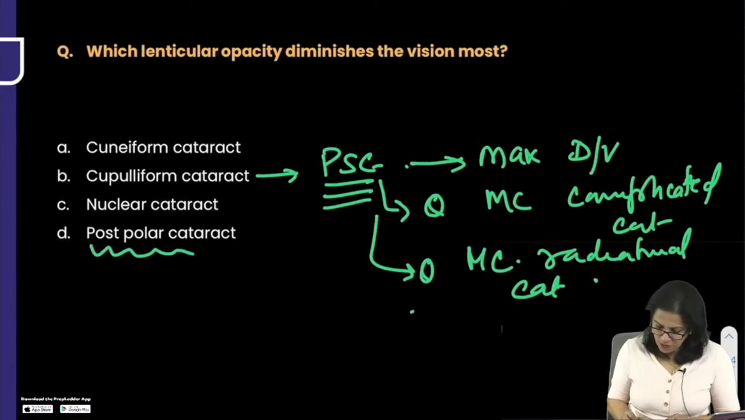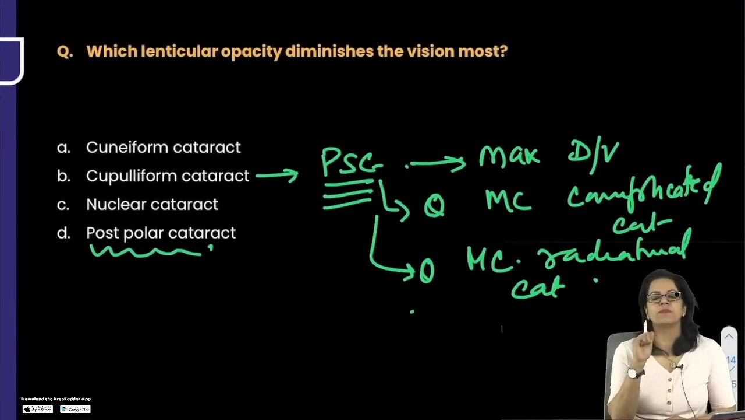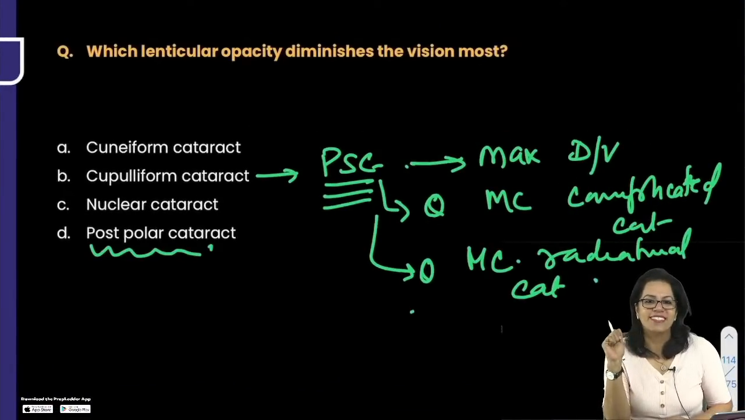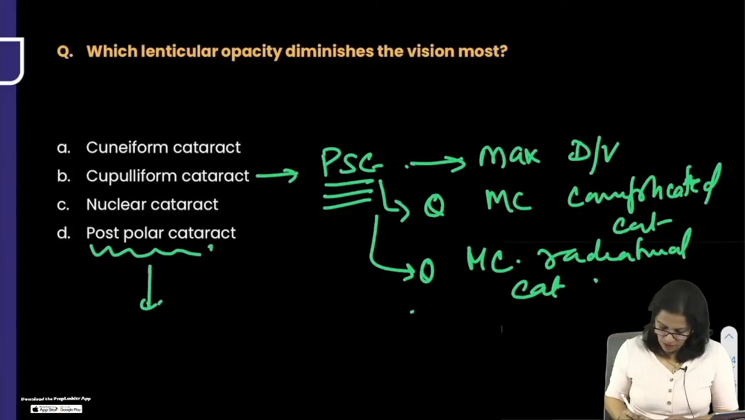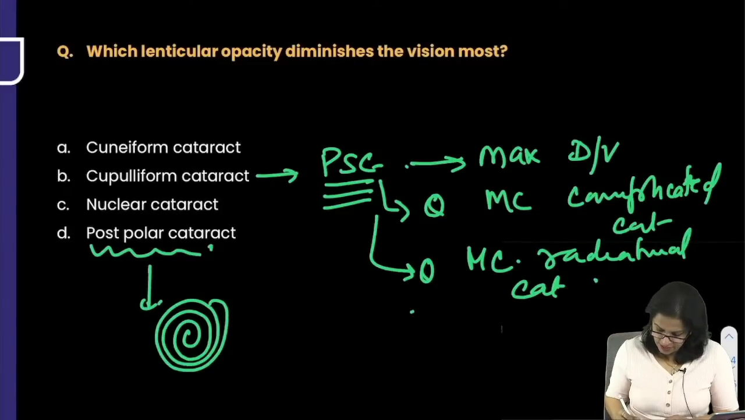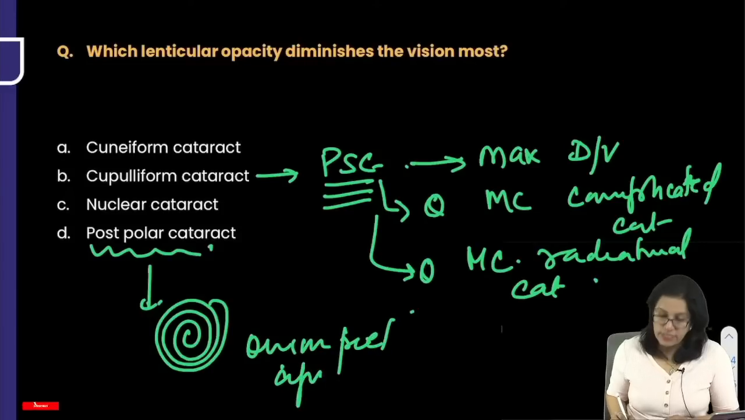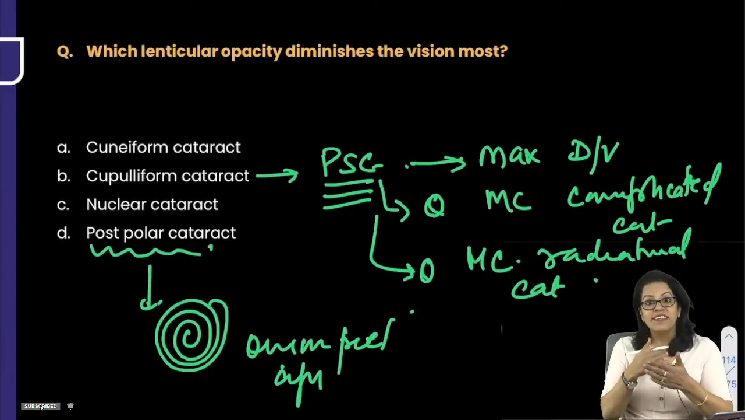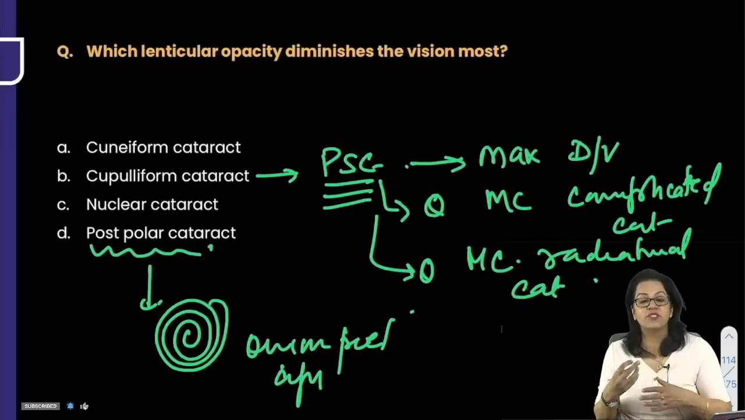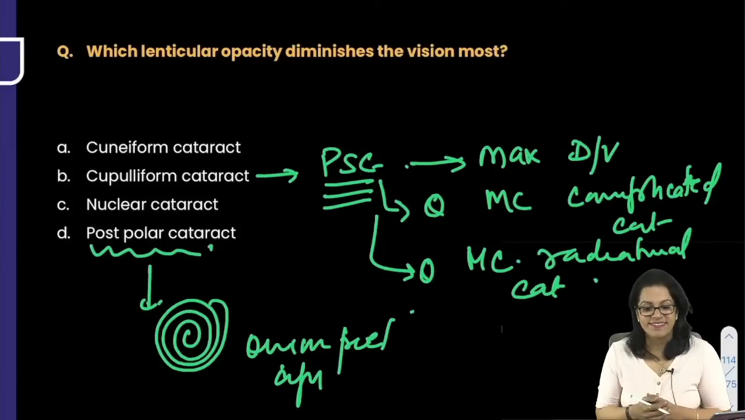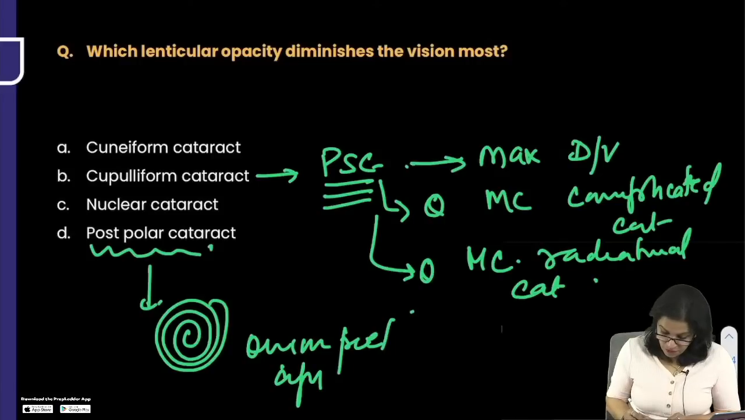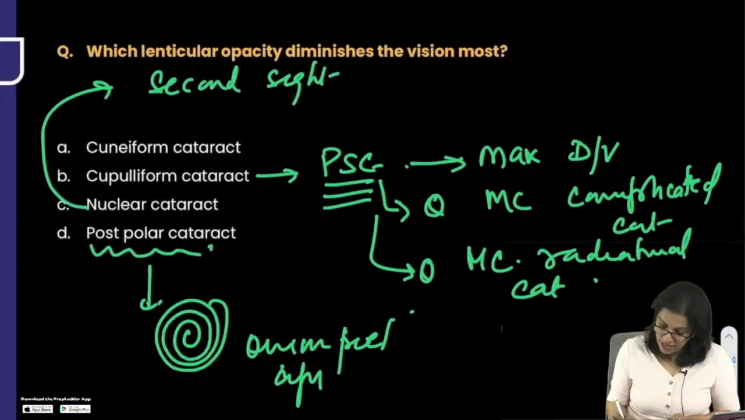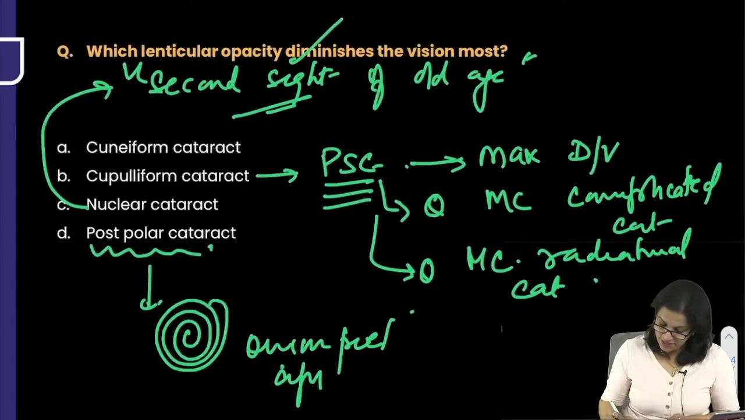Posterior polar cataract, can you remind me what is one very important point about posterior polar cataract? This onion peel appearance. Okay. So, it is adhered to the posterior capsule and it is very tricky to operate. There is a very high chance of causing posterior capsular tear. Right. And I hope you remember for nuclear cataract we have learnt about second sight of old age, which is nothing but improvement of near vision without glasses. Right. So, these are important questions.